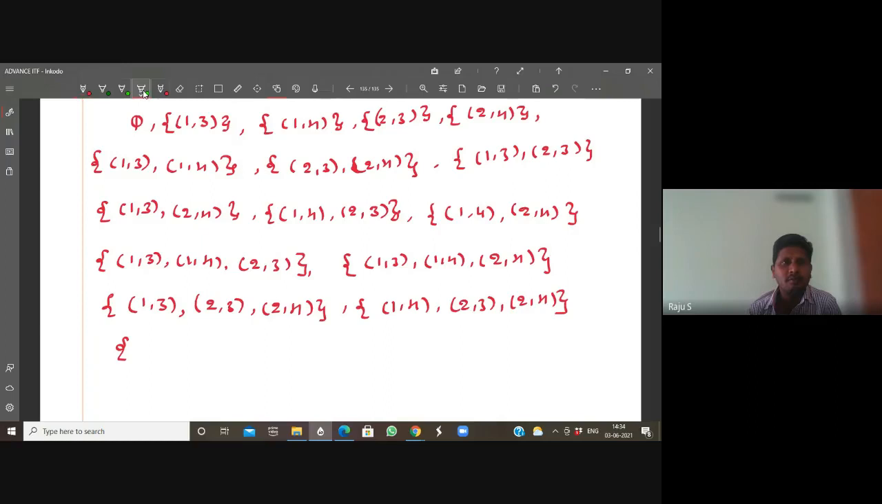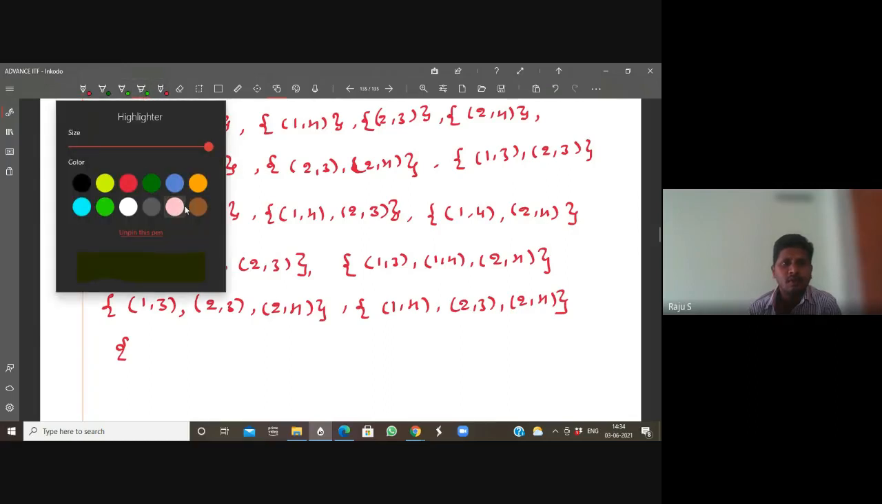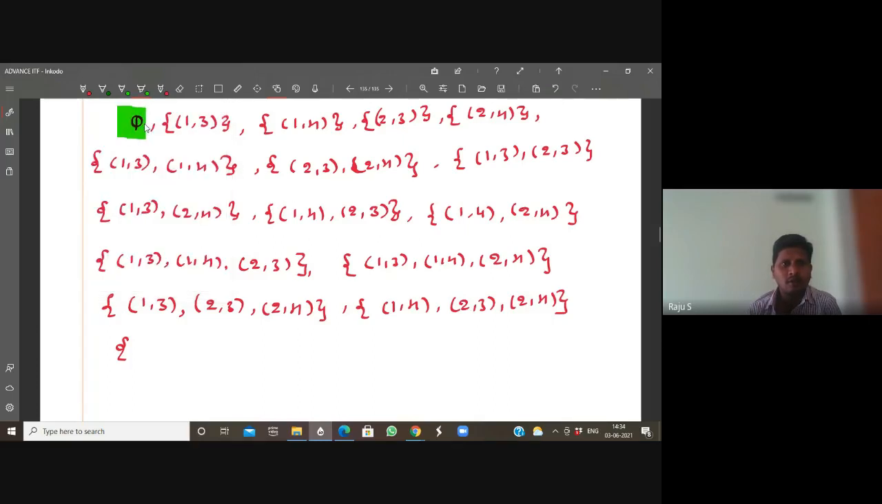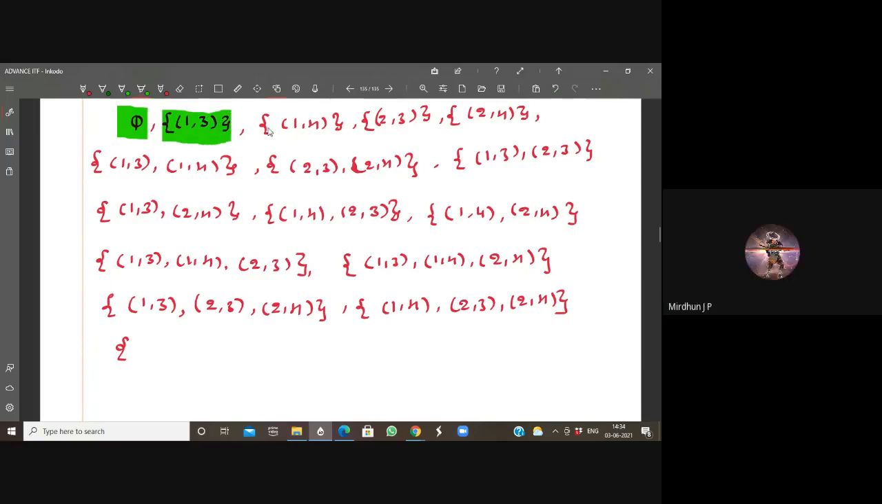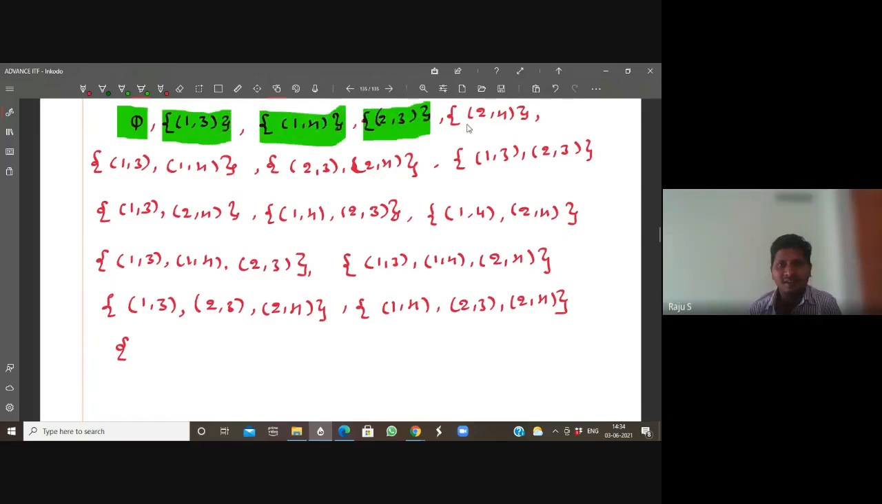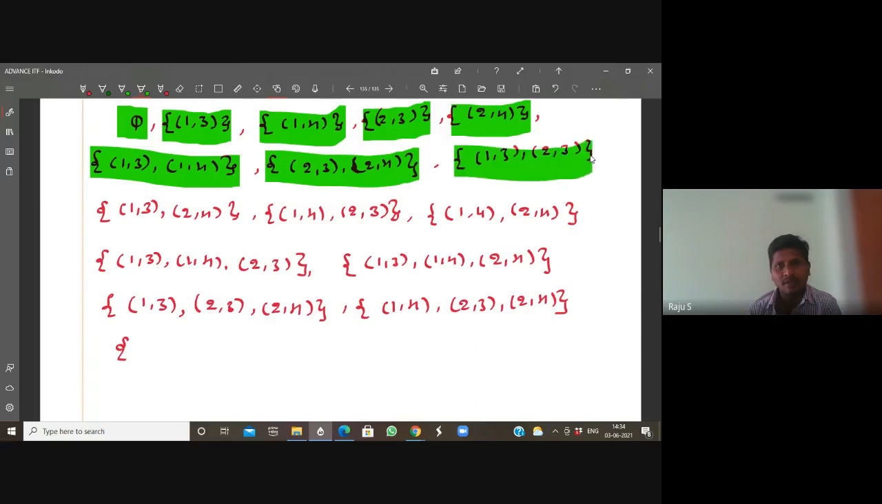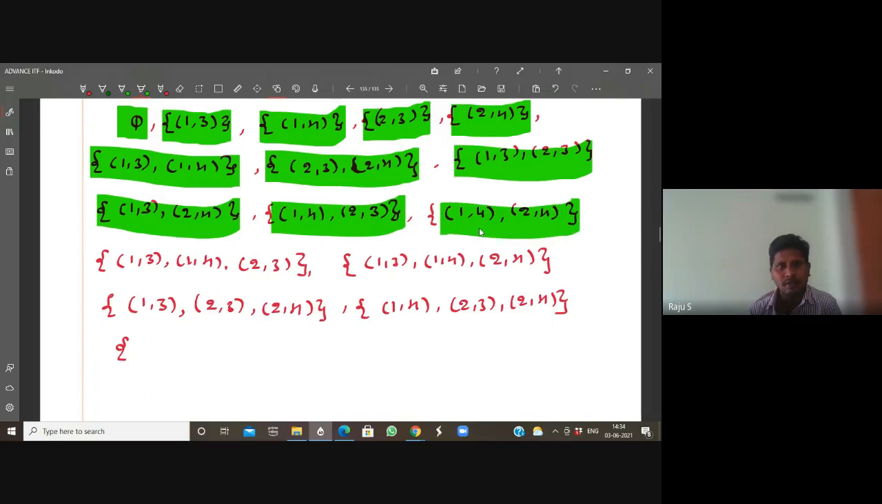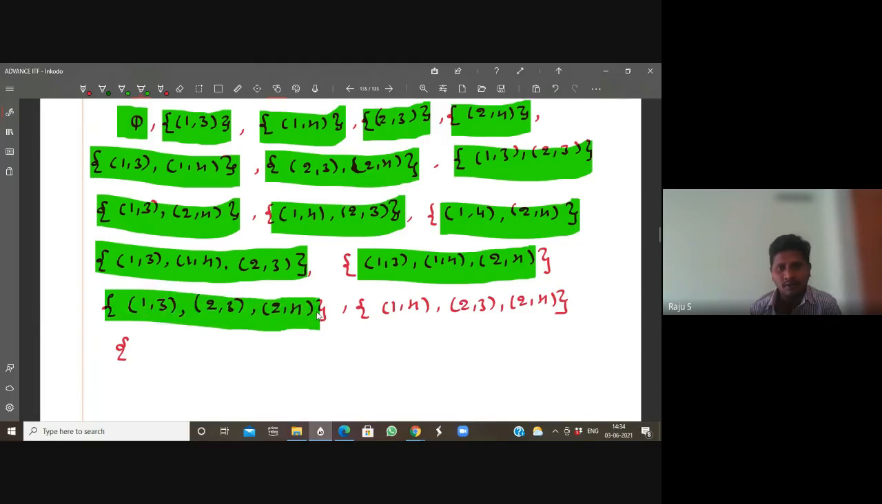Till now, how many? Yes, students. How many ordered pairs have we written till now? 15, sir. The last one is what? All the four. All 4. 6, 7, 8, 9, 10, 11, 13, 14, 15. Right.